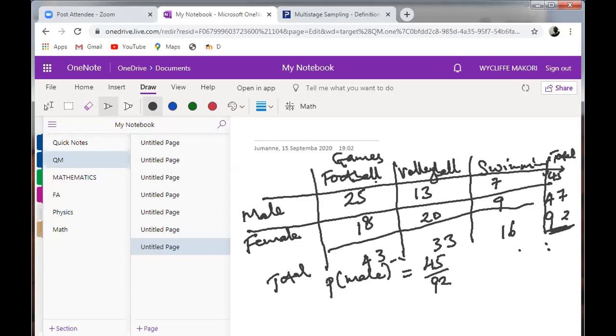And then the probability of a footballer is given by 43 out of 92. Here we are talking about the case of "and". So you do the necessary.